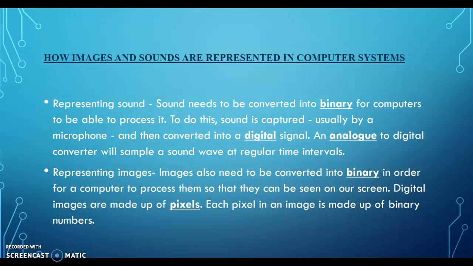We wonder how images and sounds are represented in a computer system. That is usually again converted into binary, both images and sound. When it comes to sound, it is converted to a digital signal. An analog to digital converter will sample a sound wave at regular time intervals. On the other hand, digital images are made up of pixels. Each pixel is made up of binary numbers.